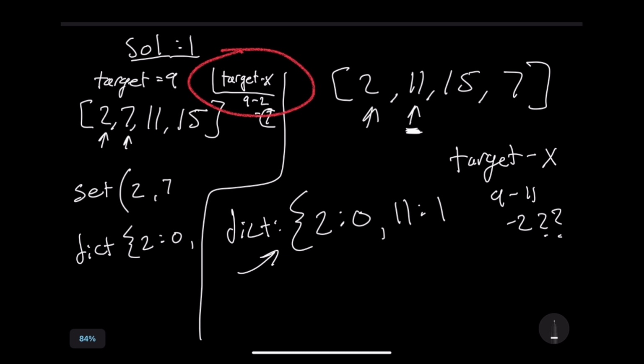And then I keep going, I look and see 15, and target minus x is 9 minus 15, which is -6.